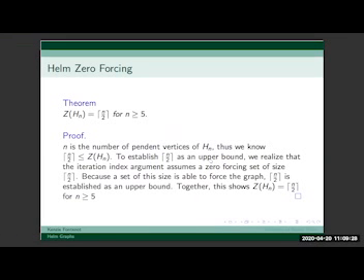So our first theorem is that the zero forcing number of the Helm graph is the ceiling of n over 2 for n greater than or equal to 5. We're just going to give a simplified version of our proof. So we have that n is the number of pendants on the Helm graph. So if we have H8, that is the Helm graph with 8 pendant vertices around it.